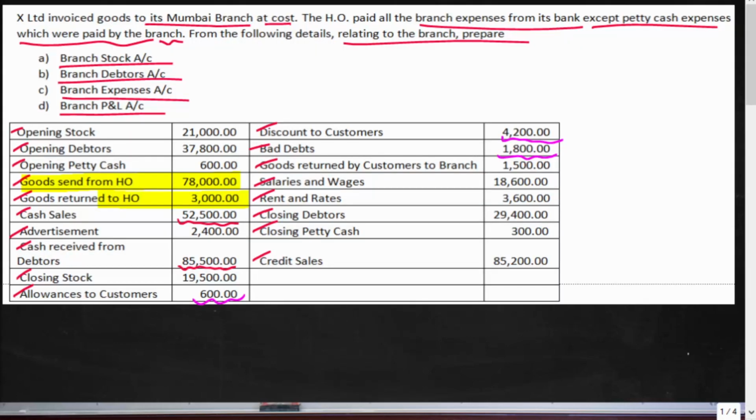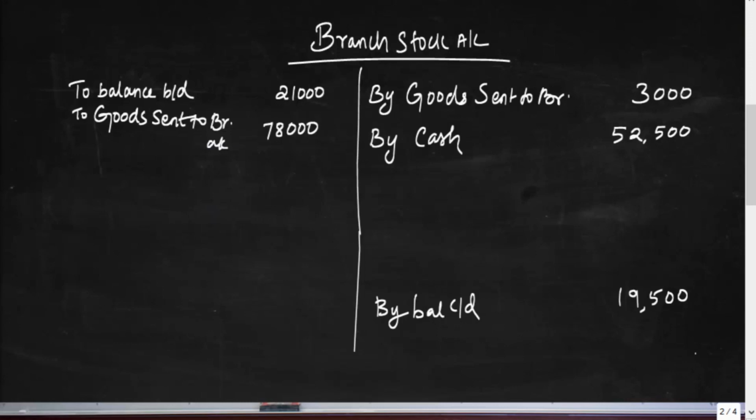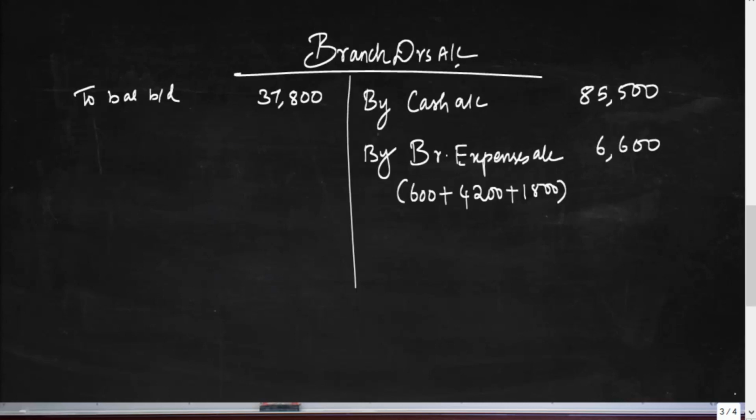Now we'll come back. We have goods returned by customers to the branch 1,500. Now this will increase the stock value. So it means this should be debited to branch stock account. So here we'll write to branch debtors, right? Because the debtors value is going to come down to the extent of the goods that were returned. So it is 1,500. It means there should be a simultaneous credit in debtors account on account of branch stock. So by branch stock, what is the value? 1,000.